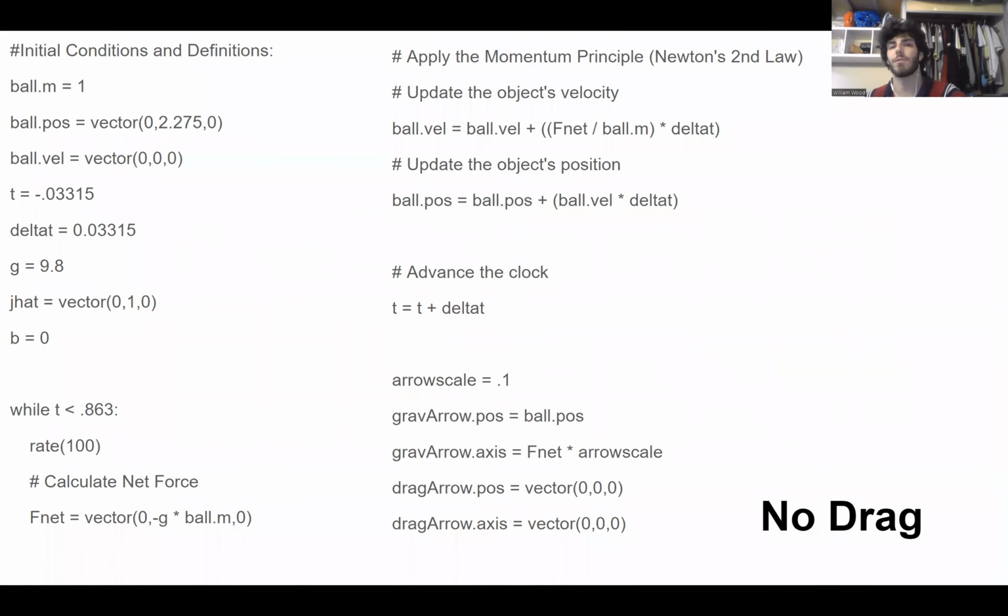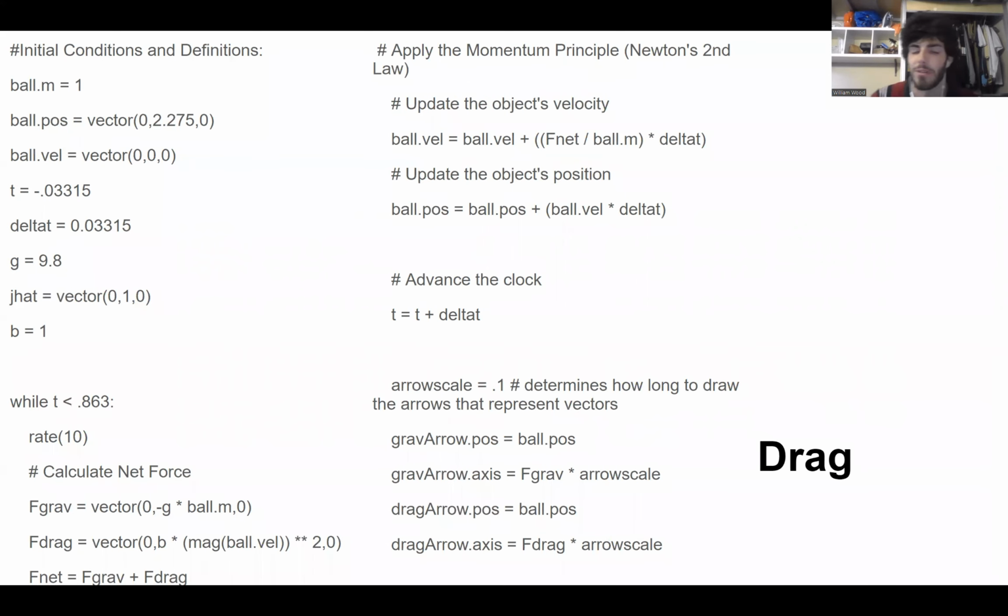And then here is one model to model it. We can see that we have initial conditions of mass 1, position 2.275 meters in the air, velocity 0 initial, and then some time steps that we got from our video, and then force of gravity. Basically, we just updated the position and velocity of the ball based off the force of gravity using the momentum principle, and then graphed it.